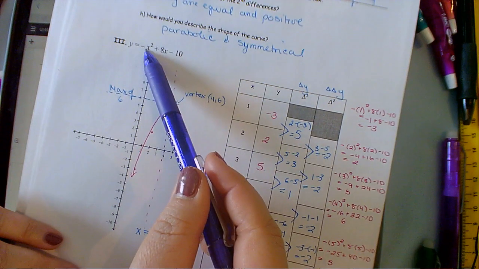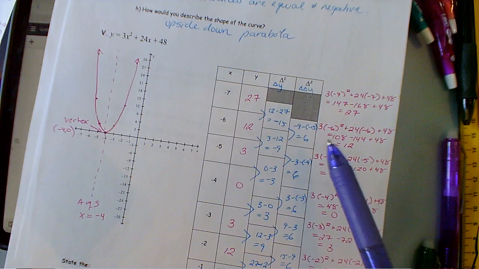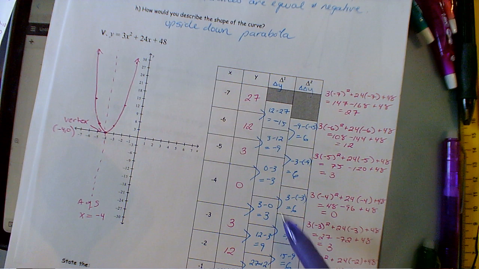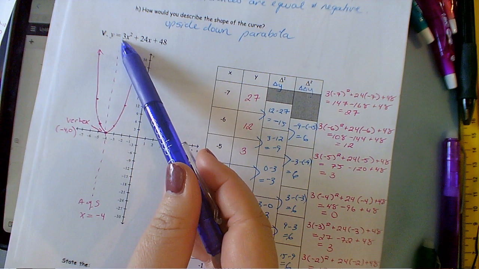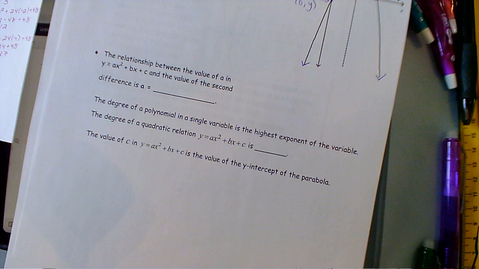Negative 1. Okay. Here, our second differences are 6, 6, 6, 6, 6. What was our a value of the equation? 3. So there's a relationship there. How does 6 become a 3? Let's get another one.